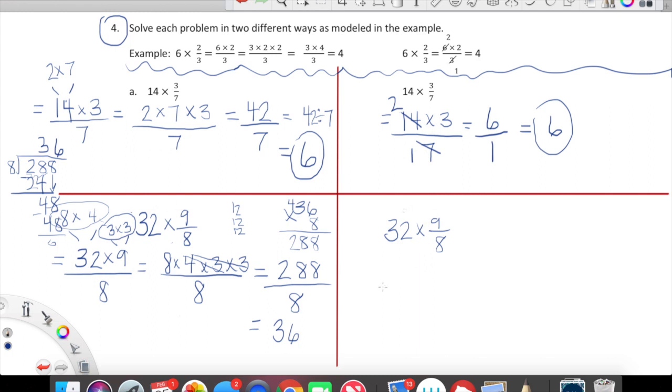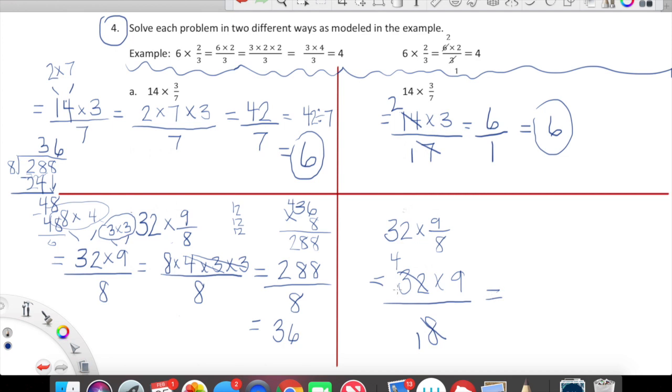So over here, we're going to simplify. So we're looking at 32 times 9 upstairs, and then we have 8 downstairs. So when we're looking to simplify, I'm analyzing all of these numbers, and I'm thinking, can I divide any of these numbers by a common divisor? And I'm looking, 32 and 8. I can divide 32 by 8 and get 4, and I can divide 8 by 8 and get 1.